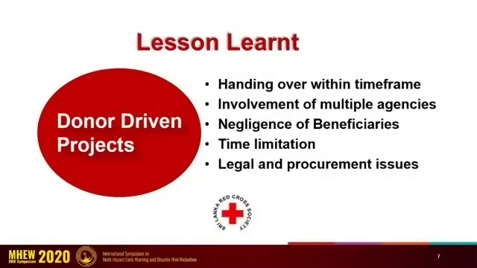So, if we turn to the lessons learned from the donor-driven project, though there were some positive factors, such as being able to hand over the houses within the deadline and some consistency of the procedure, a number of disadvantages were highlighted during the study, and two main factors were repeatedly highlighted as disadvantages. One of the major disadvantages was the stakeholder issues.